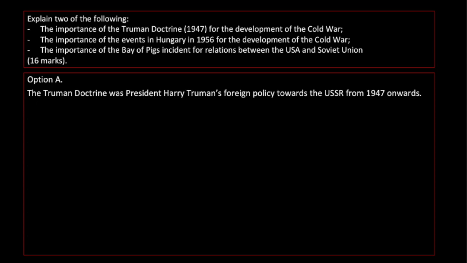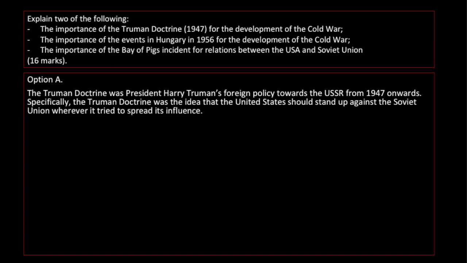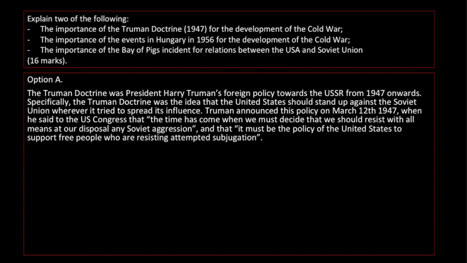The Truman Doctrine was President Harry Truman's foreign policy towards the USSR from 1947 onwards. Specifically, the Truman Doctrine was the idea that the United States should stand up against the Soviet Union wherever it tried to spread its influence. Truman announced this policy on March 12, 1947, when he said to the US Congress that "The time has come when we must decide that we should resist with all means at our disposal any Soviet aggression, and that it must be the policy of the United States to support free people who are resisting attempted subjugation."